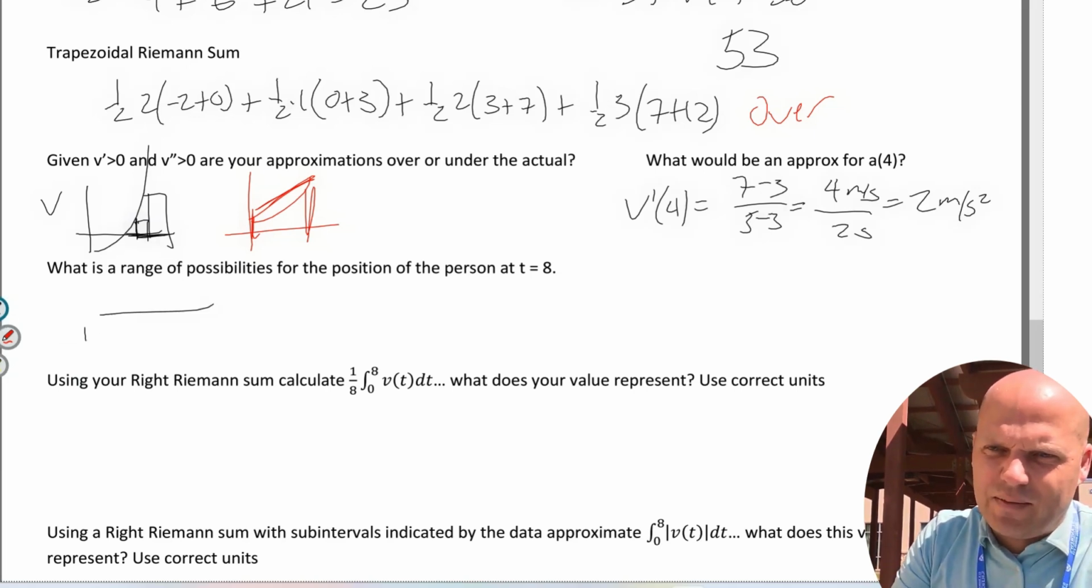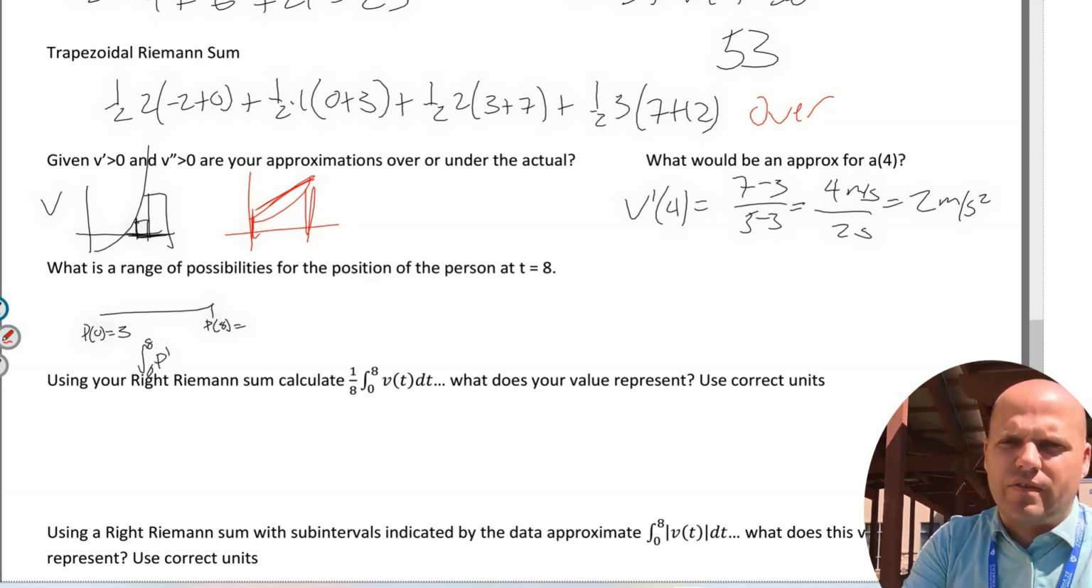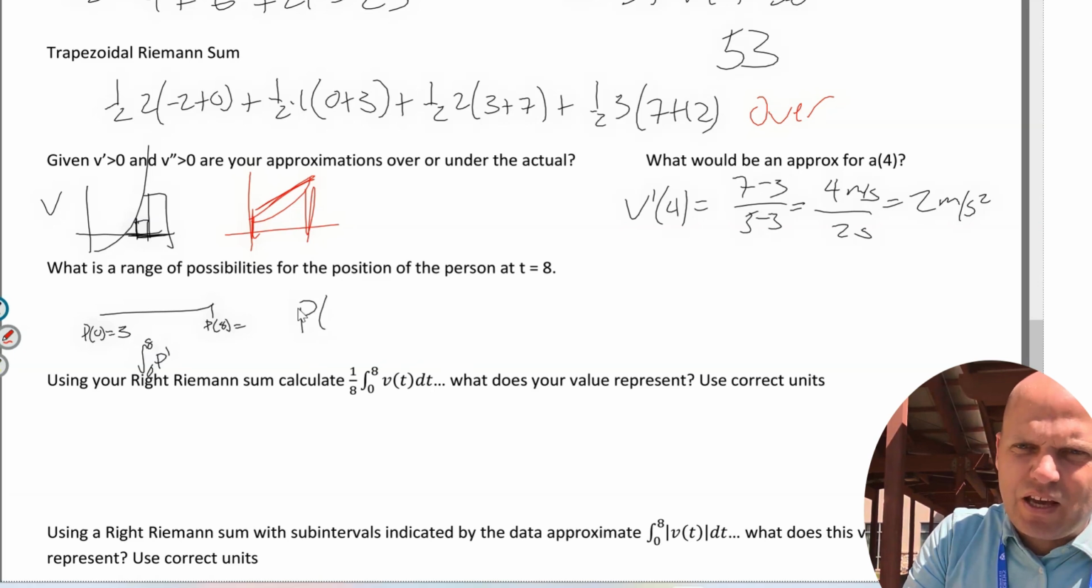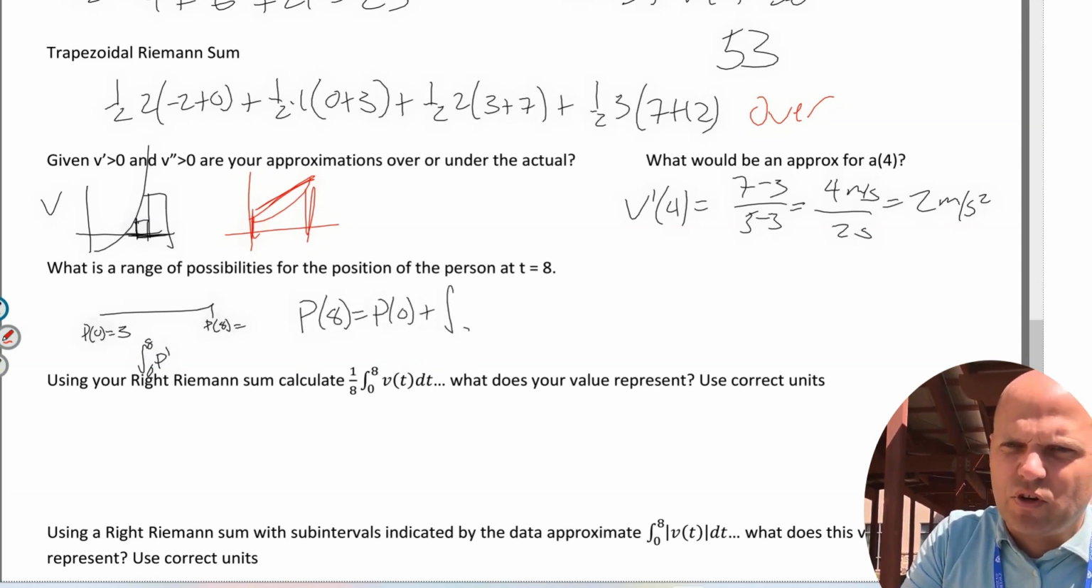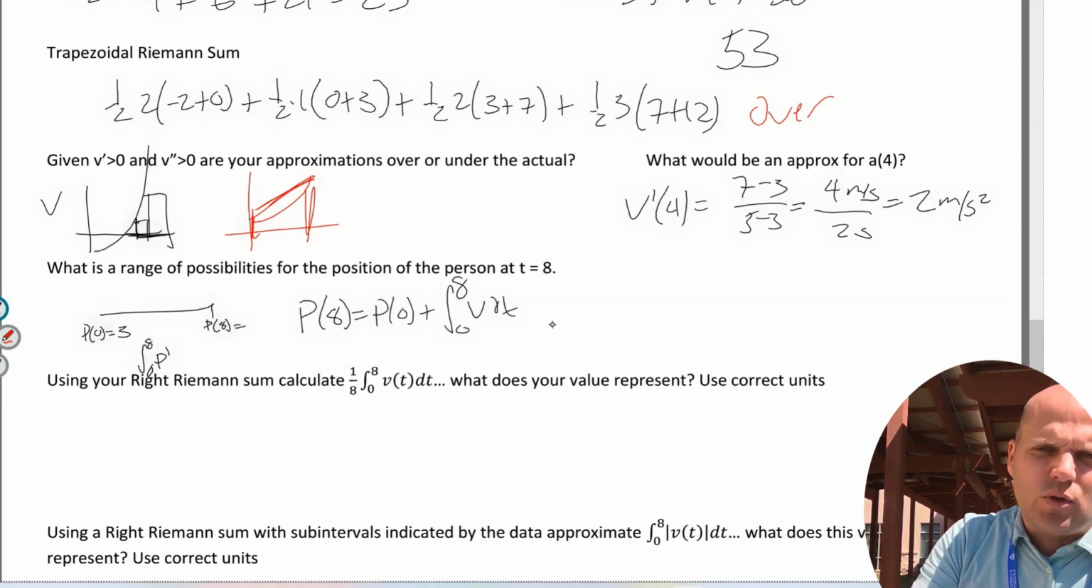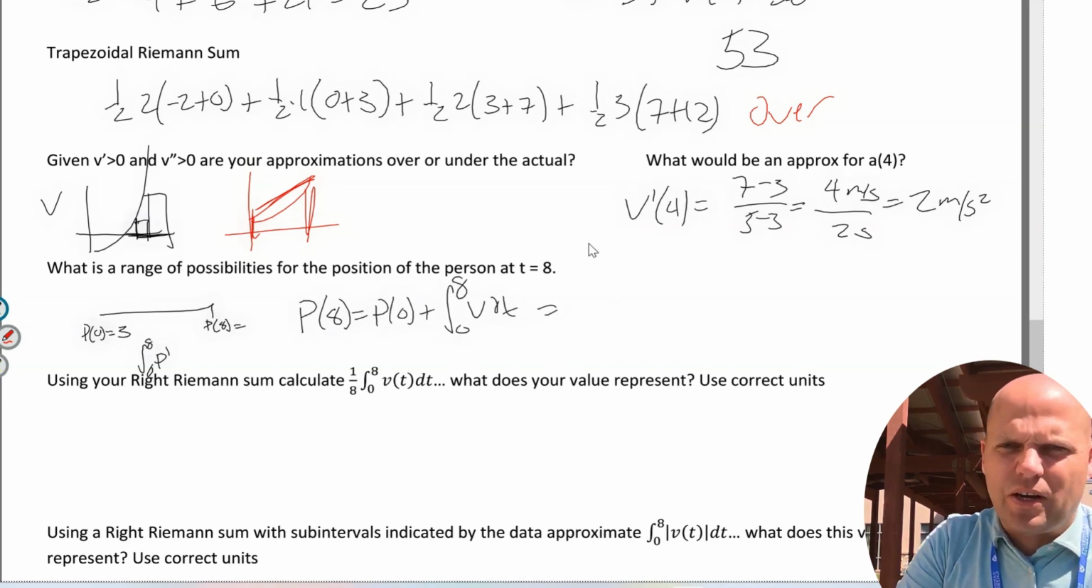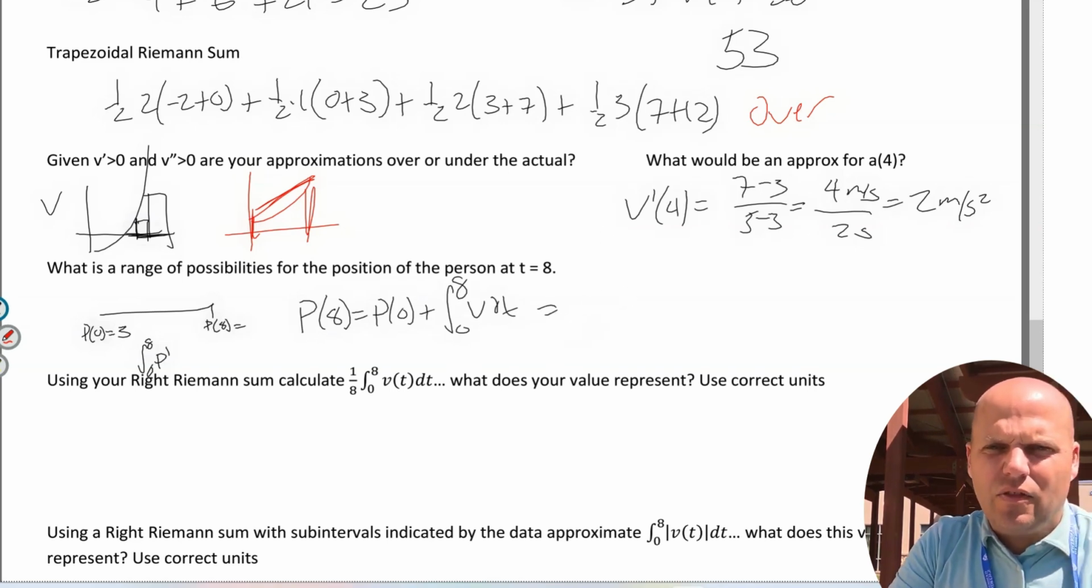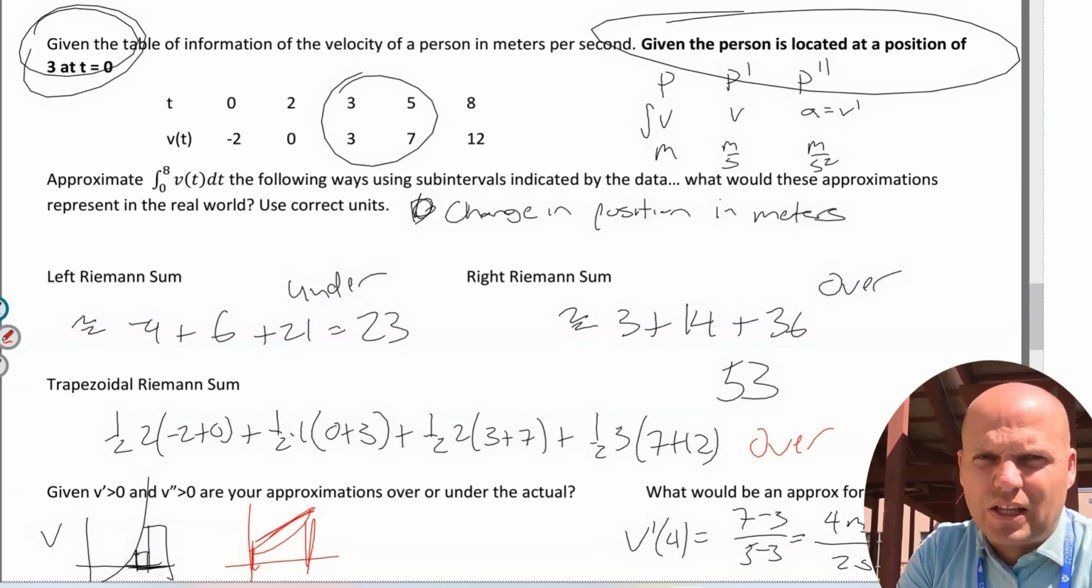You've got to remember that your position at 0 is 3, and for your position at 8, you needed to use the position at time 0 and add the accumulation of the derivative. You needed that p of 8 equals p of 0 plus the accumulation. Many of you, I think, remember this from the stuff that we did last unit with rate in, rate out. So remembering that the low end will be our left Riemann sum.